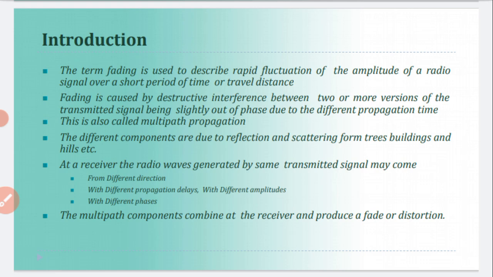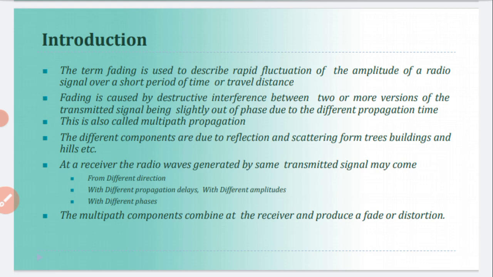That is called delay in the signal. Also there will be some time difference due to the different propagation time. This is the fading that is caused due to the destructive interference between two or more versions of the transmitted signal being slightly out of phase due to different propagation time. The phase will also be different here. This is called multipath propagation.